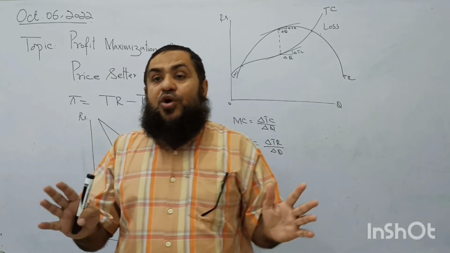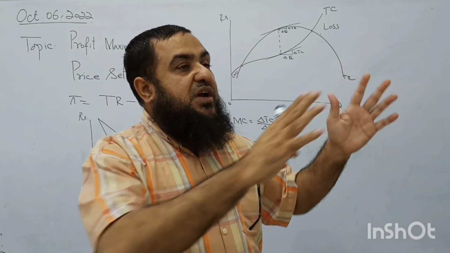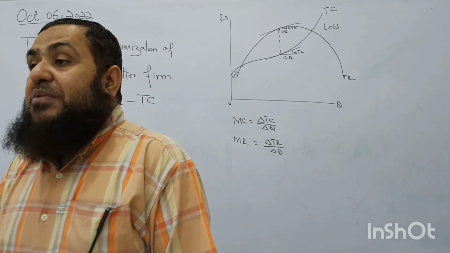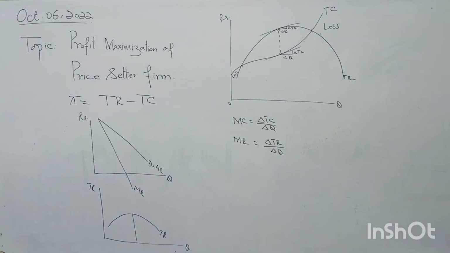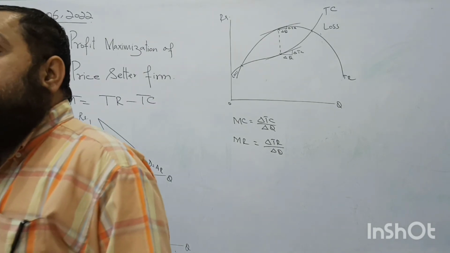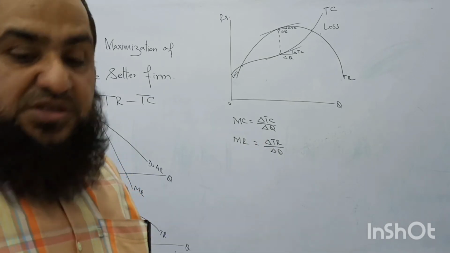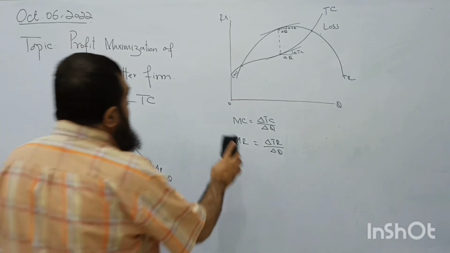At that point, the gap between total revenue and total cost will be maximized and the firm will be able to maximize its profit. So if it produces at that point where marginal revenue is equal to marginal cost, its profit will be maximized. Now I am going to draw the profit curve along here.